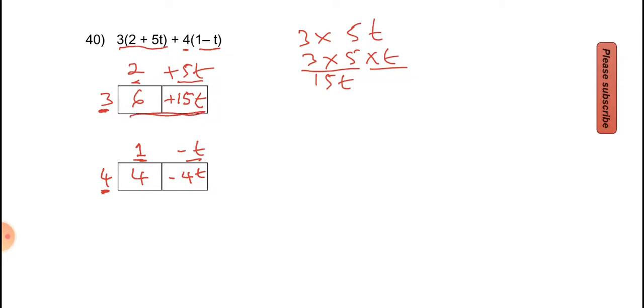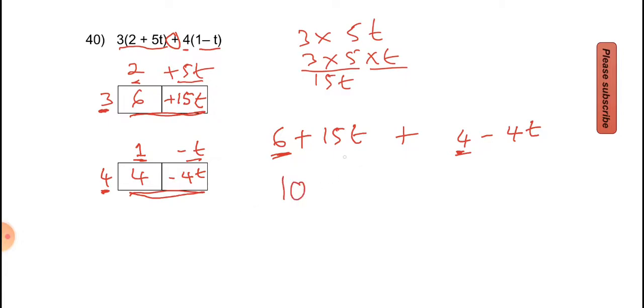Now, so for the first expansion, we got 6 plus 15t, and when we expanded the second single bracket, we got 4 minus 4t, and between them we've got a positive sign, so just put a plus here. So now if you collect the like terms, so these are the only number terms, so 6 add 4 is 10, and plus 15t minus 4t gives us 11t. 15 lots of t, take away 4 lots of t is 11t, so plus 11t.